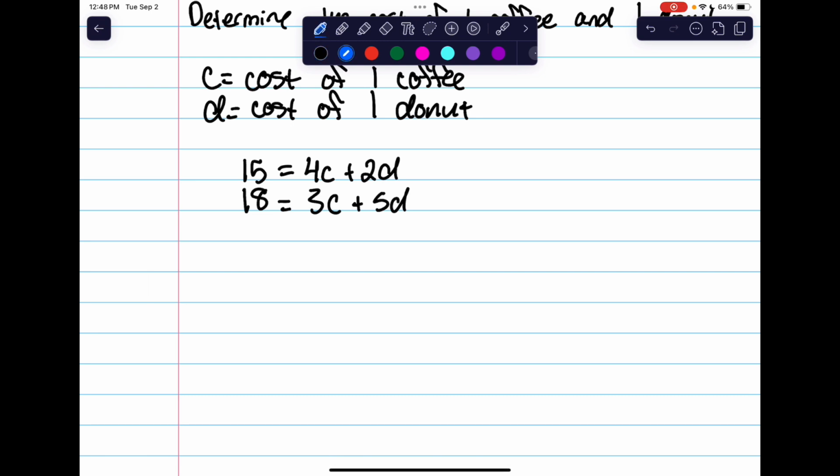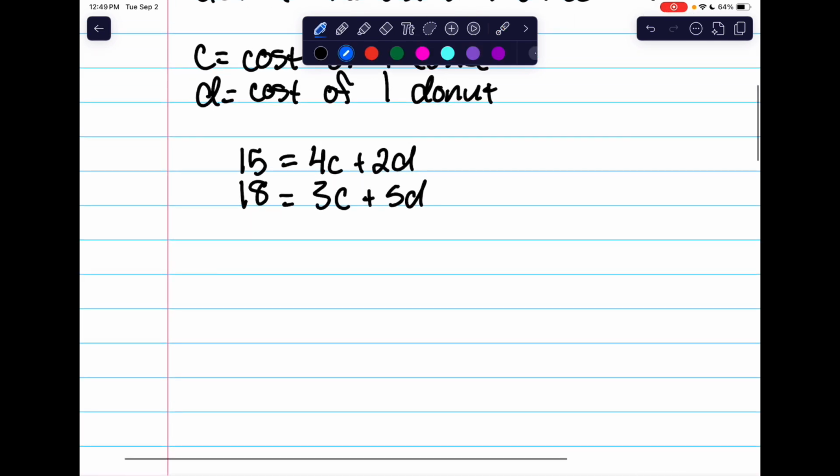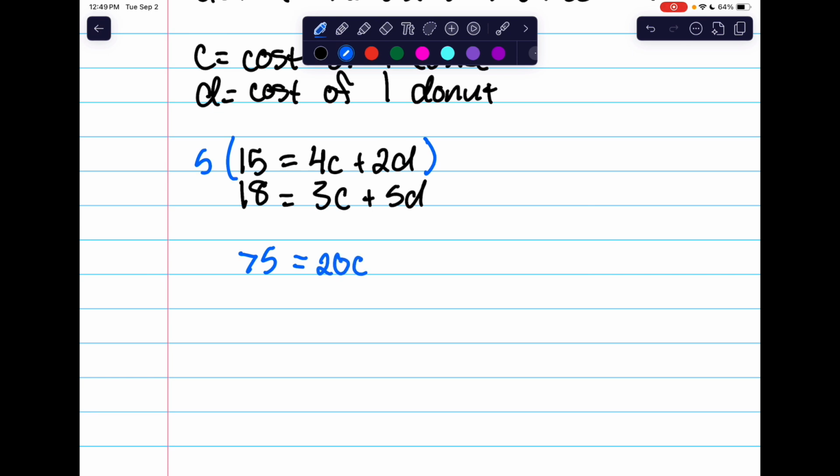We have to find the least common multiple of the D coefficients. The least common multiple of 2 and 5, the D coefficients, is 10. So to turn 2 into 10, we multiply by 5. But not just 2D, we multiply the whole thing by 5. 5 times 15 is 75. 4 times 5 is 20, so we get 20C. 2 times 5 is 10D.